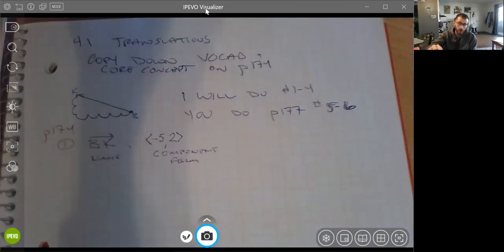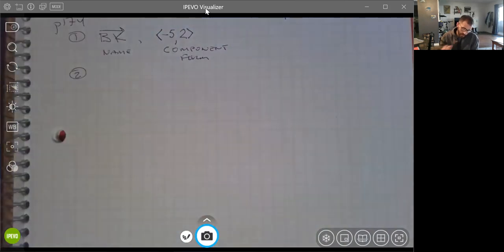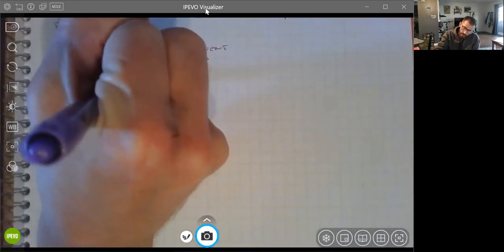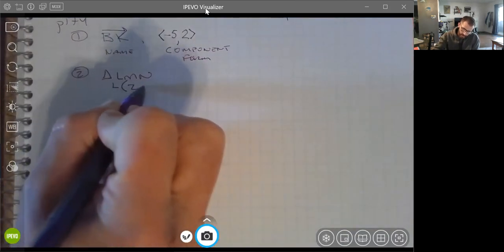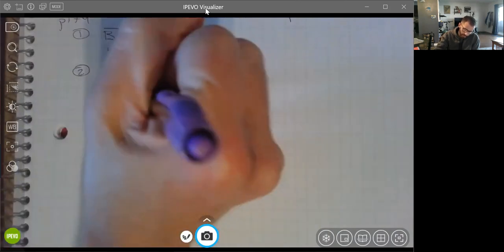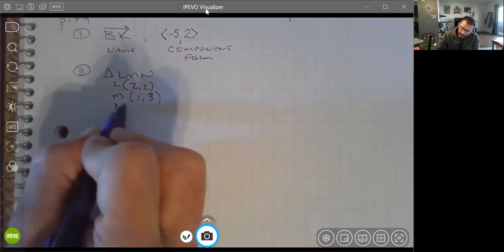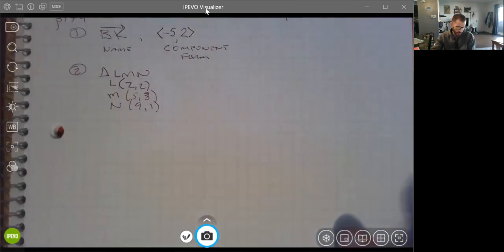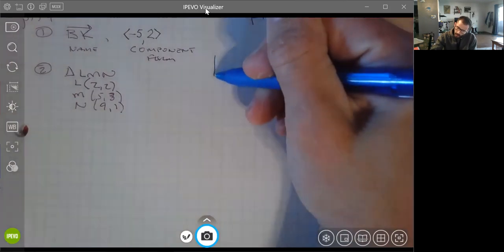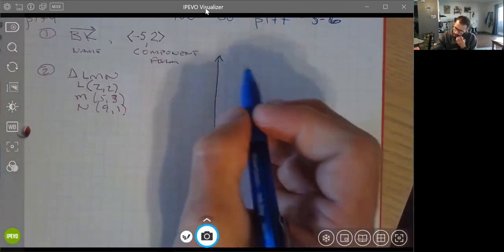All right, we're going to do some drawing together, so get ready. Number 2, we're going to make a triangle on the coordinate plane where point L is at 2, 2. Point M is at 5, 3. And point N is at 9, 1. And we're going to eventually translate it. I'll write that down later. First, let's do our coordinate plane. Be nice and neat. Use details if you need to.